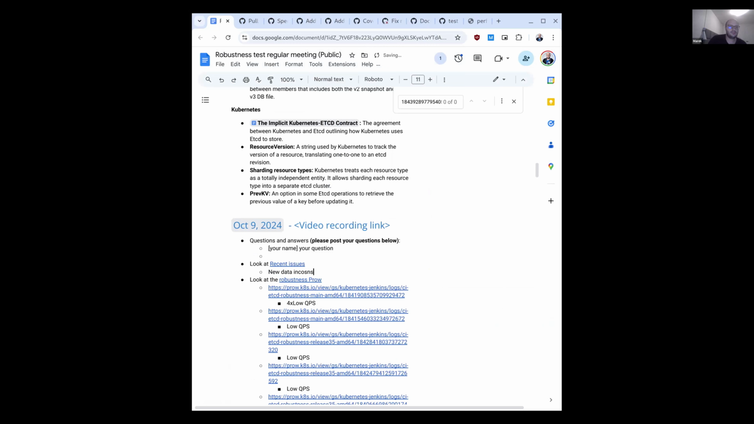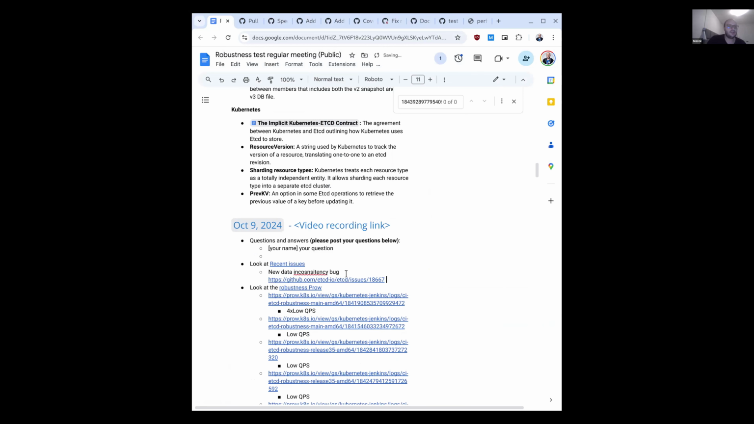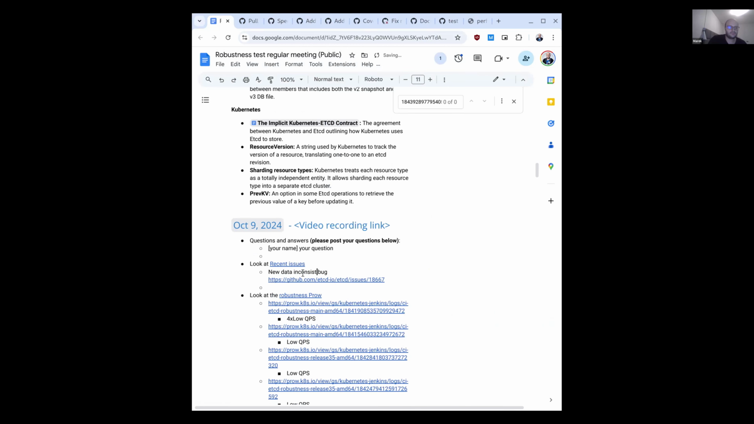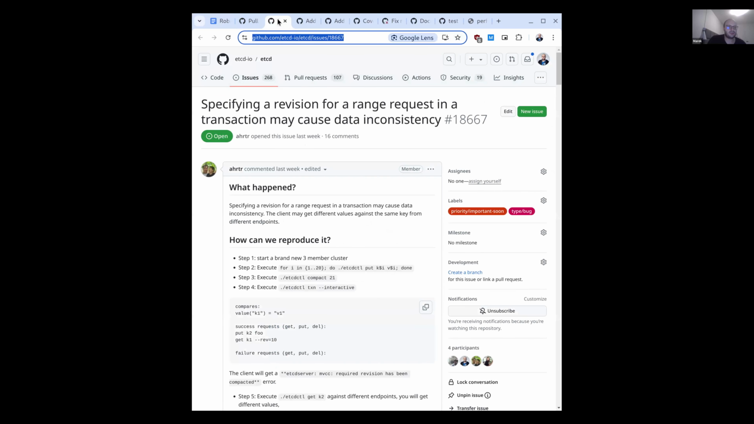Data inconsistency bug. It's a very unique scenario that happens in an API that looks like it was created but no one used. It's very easy to reproduce, but it's a very absurd fact that we missed it.